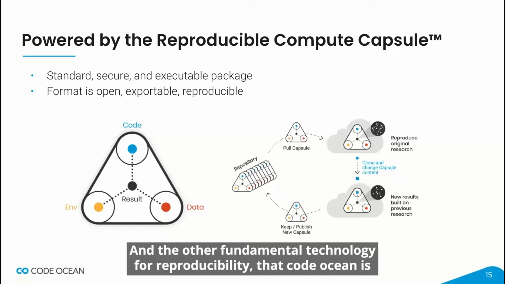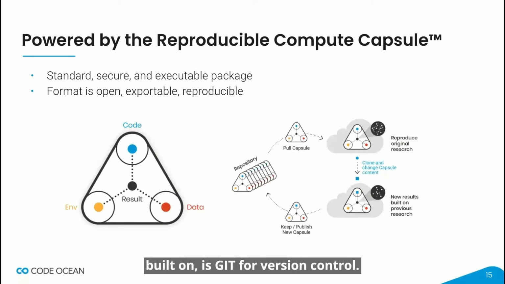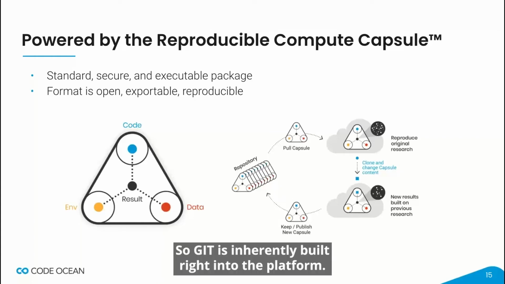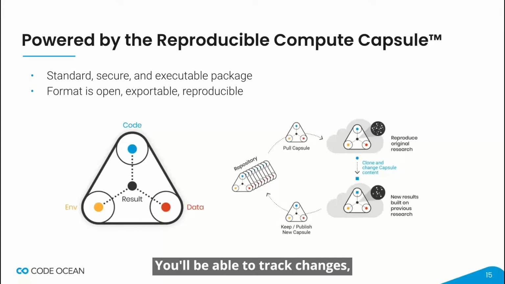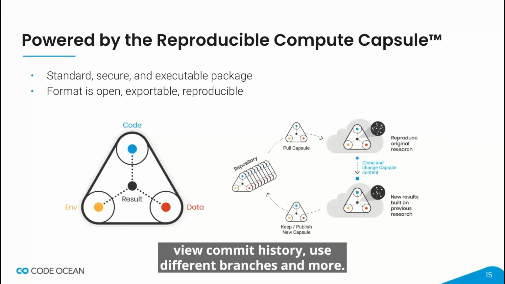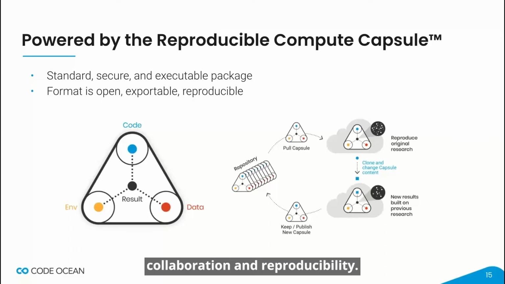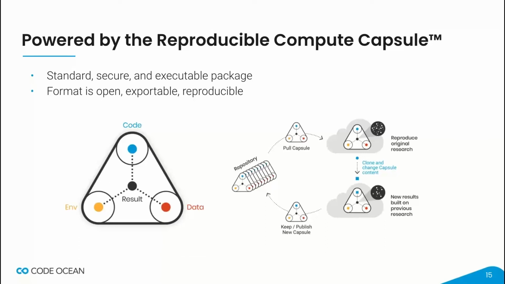And the other fundamental technology for reproducibility that Code Ocean is built on is Git for version control. So Git is inherently built right into the platform. You'll be able to track changes, view commit history, use different branches, and more. So version control is really, really essential when it comes to collaboration and reproducibility.